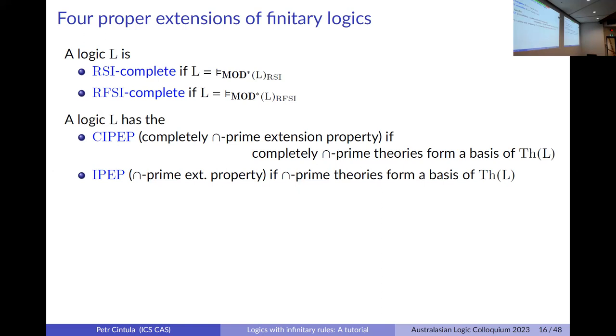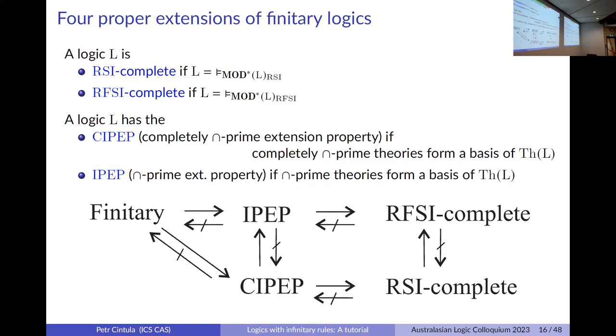So we know clearly that when a logic is finitary, it has all these properties. Because if it's finitary, we have the Lindenbaum lemma, this is SIPEP. Of course, SIPEP implies IPEP. And of course, SIPEP implies RSI completeness. We have seen this before, you just factorize. So these things definitely look like that. And we have even seen an example of a logic which is RSI complete and is not finitary. So at least some of the arrows cannot be converted. But we have an example that none of the arrows can be converted.